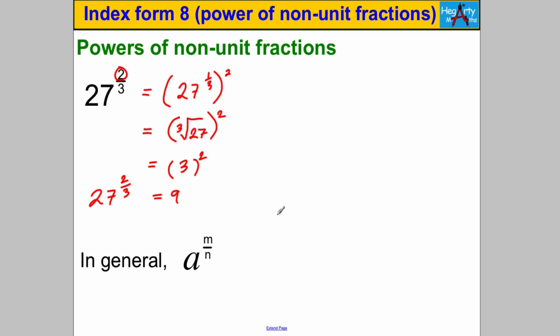Now in general, some people like to remember this formula, but like I said, I like to break it up. Some people like to remember, I break it into a to the 1 over n all to the power of m, the top number. And people like to say in general m over n. This always is the nth root of a to the power of m.